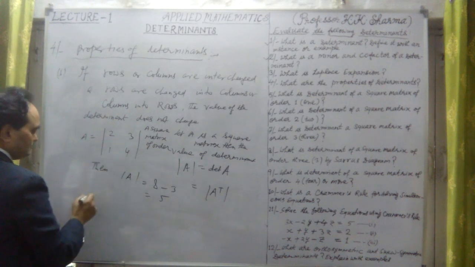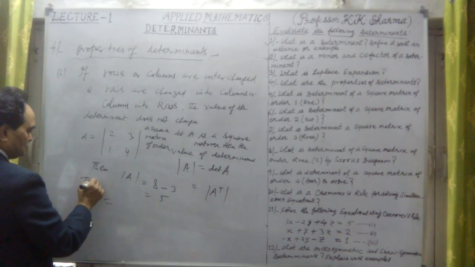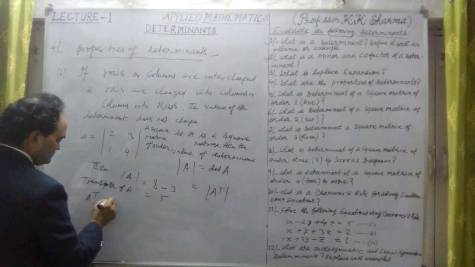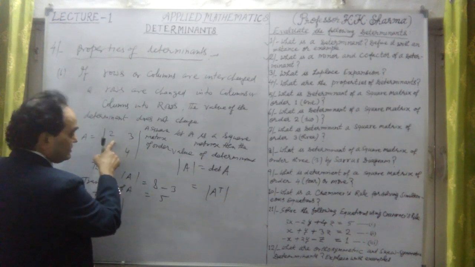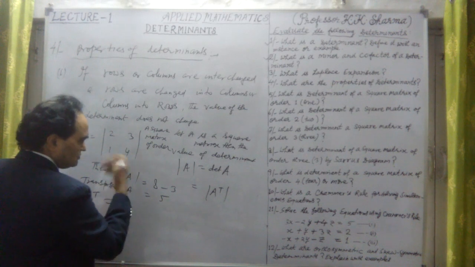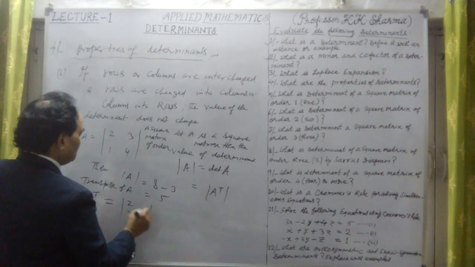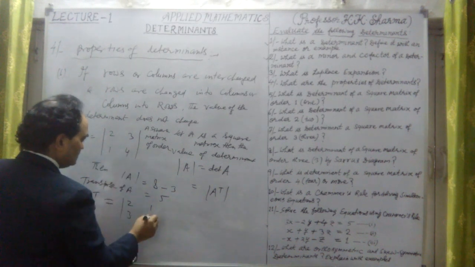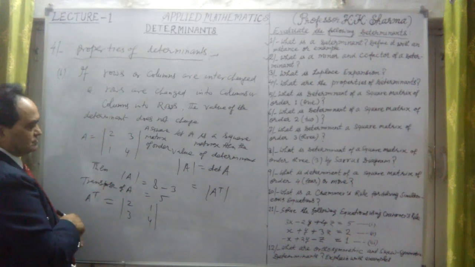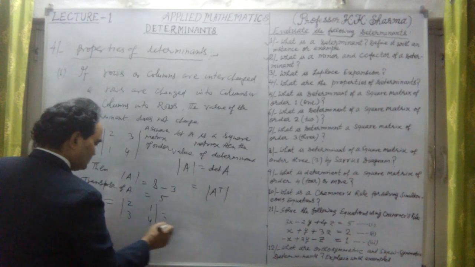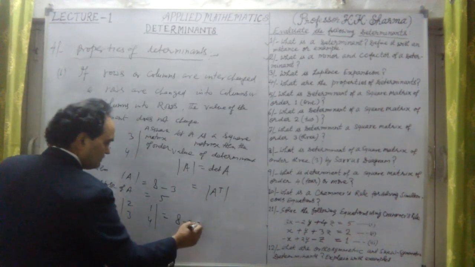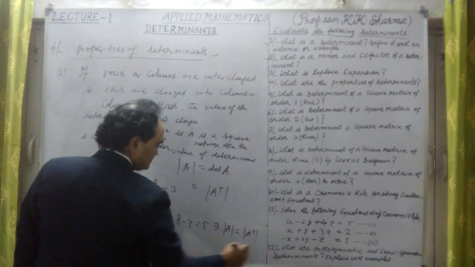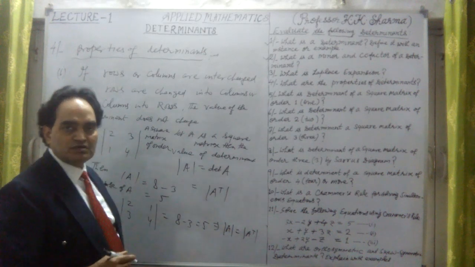Now let me take the transpose of this first. A transpose is written by interchanging rows into columns, or columns into rows. It is 2, 3 and 1, 4. The first row is written as the first column, the second row as the second column. Now what's the answer here? 4 times 2 is 8, minus 3 times 1, again 5. So what do we see? This implies that the determinant value of A is equal to the determinant of A transpose. Same answer. This is the first property.